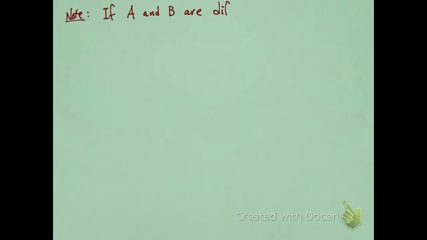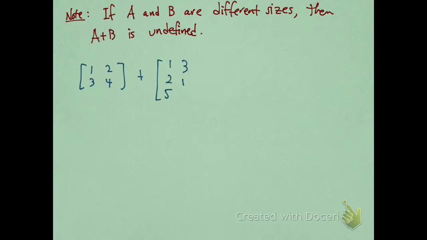Note, if A and B are different sizes, then the sum is undefined. We don't try to add matrices of different sizes.